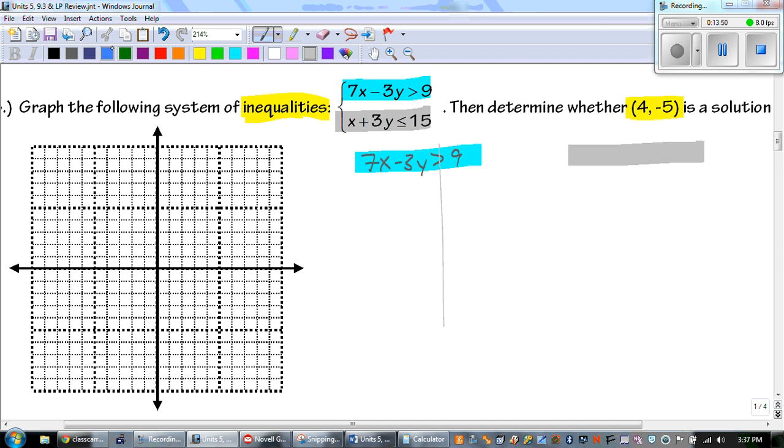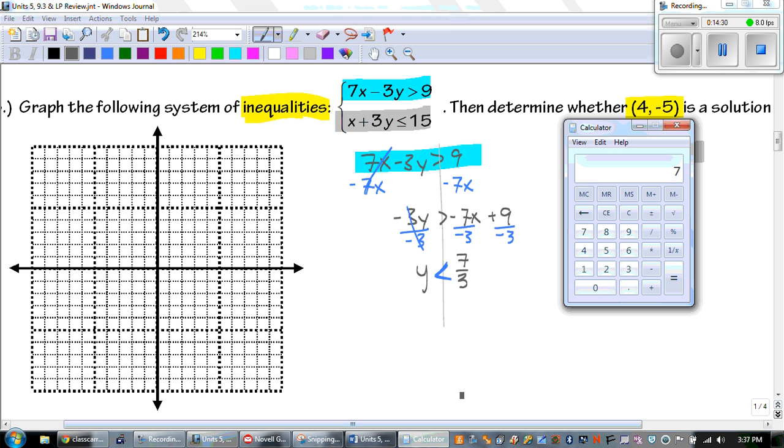So it's when y equals mx plus b. So we want the y by itself. So we're going to subtract the 7x first. And we're left with negative 3y is greater than negative 7x plus 9. The y is not by itself yet, so we have to divide by a negative. And when we're dealing with inequalities and we divide by a negative, we have to flip the sign. Okay? So we have y is less than. A negative divided by negative is a positive.